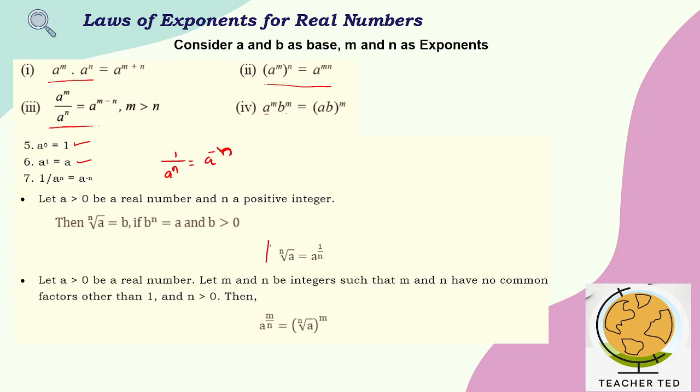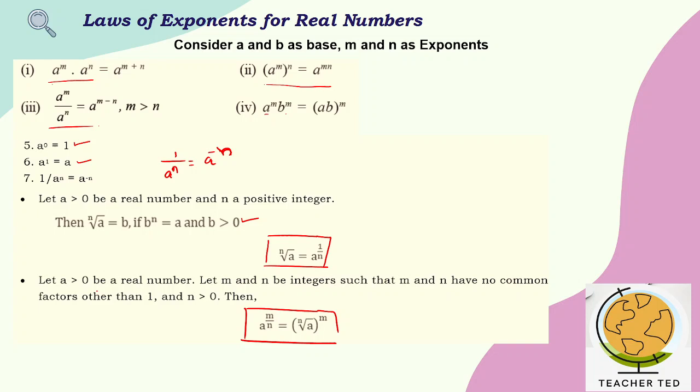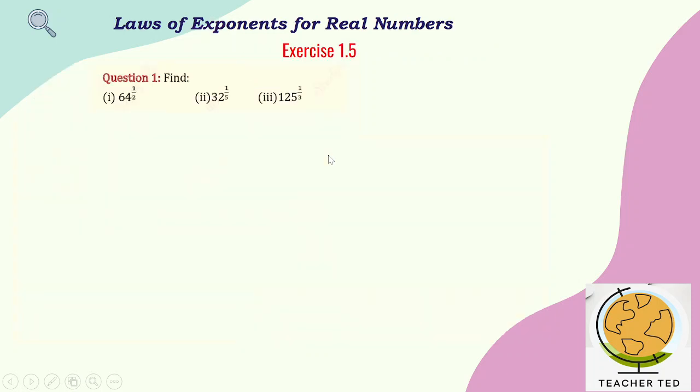There are two more laws. There are some conditions for these, and the conditions are already given here. If a is greater than or equal to 0, a real number, and n is a positive integer, then if this condition is satisfied, we can say nth root of a is equal to a to the power of 1 over n. Similarly, if a greater than 0 is a real number, m and n are integers, and m and n have no common factor other than 1, then a to the power of m by n is equal to nth root of a to the power m. So these are the two new formulas added in the 9th standard, but the other formulas you have already studied in your 8th grade.